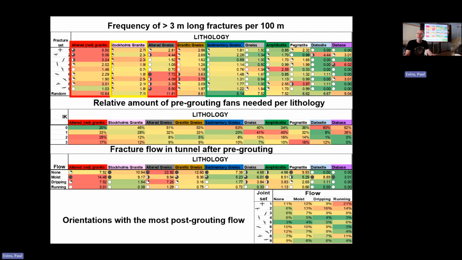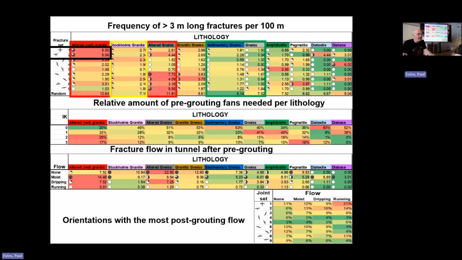And this goes counterintuitive to what most people think. They say, oh, it's a biotite-rich sedimentary gneiss, it's a weak rock. It's much better to build your tunnel in granite than in the sedimentary gneiss. That might not be true. It's definitely not true in this case. If we then look at how much water the different lithologies are carrying.